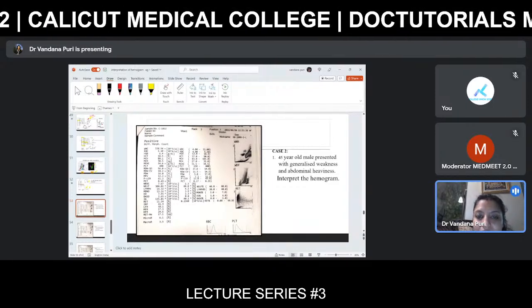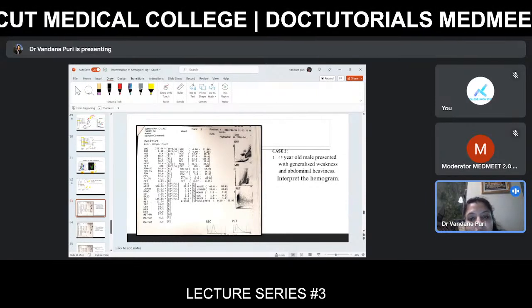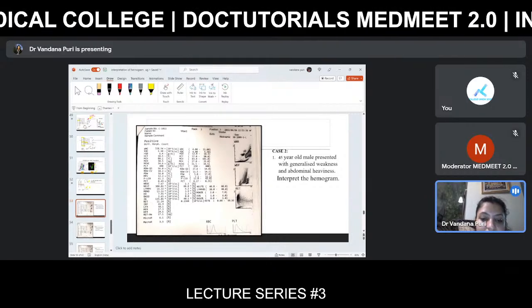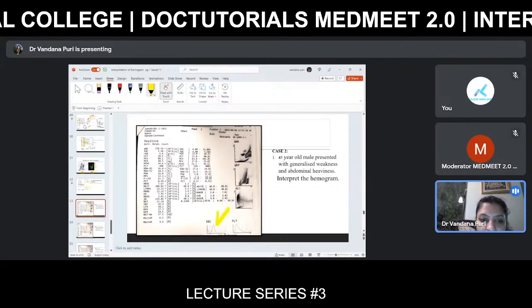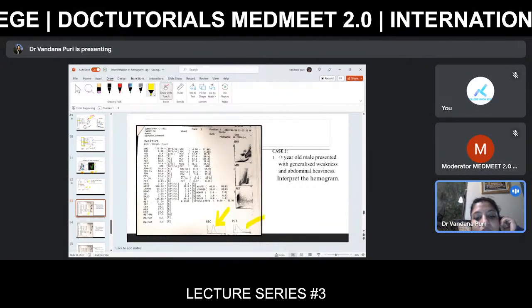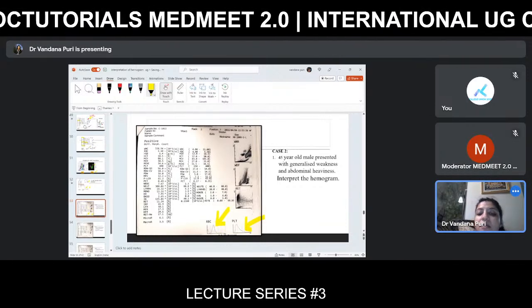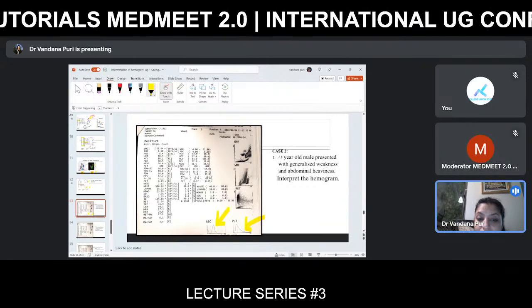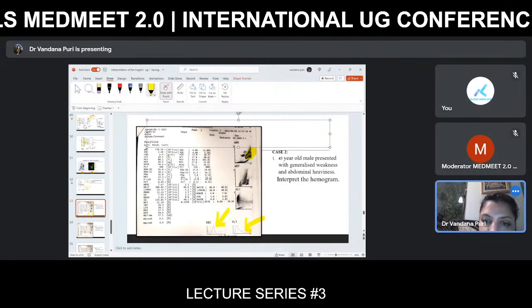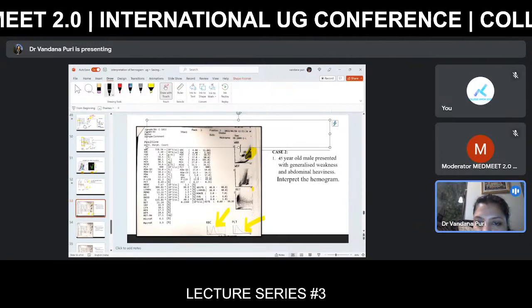Let's look at the second case here, guys. This is a 45-year-old male who has generalized weakness and abdominal heaviness. Interpret the histogram. If you look at the RBC, they are normocytic normochromic, no problem there. Some anemia is there, but normocytic normochromic. The platelet count is also normal. Histograms are normal. But what catches your eye immediately is that there is a big WBC circle, and if you highlight here, there are some nucleated RBCs also coming here.